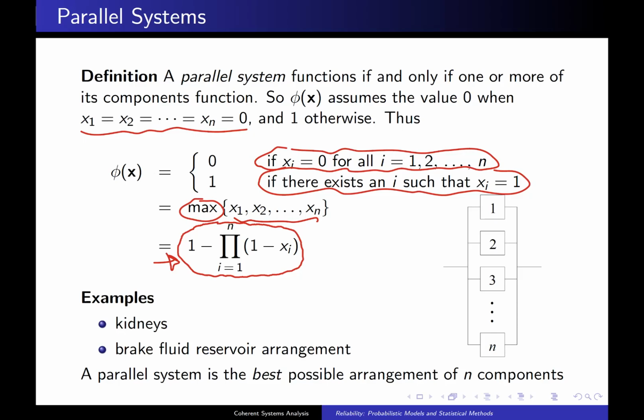I had heard that the Apollo missions would sometimes bring a spare computer, and I'm not sure if that was in an active or in a cold standby state. But that's another example. You can think of parallel systems as backups, and parallel systems are the way that design engineers try to improve reliability.